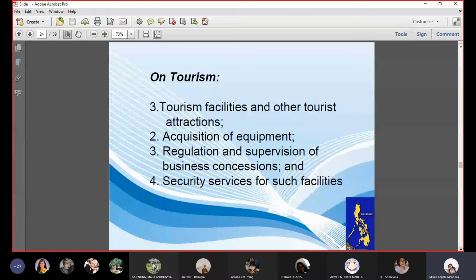So tourism facilities and other tourist attractions, which are always being implemented. Acquisition of equipment such as computers, laboratories, okay? Regulation and supervision of business concessions and security services for such facilities. So I have another example here, in number 3, the regulation and supervision of business concessions.